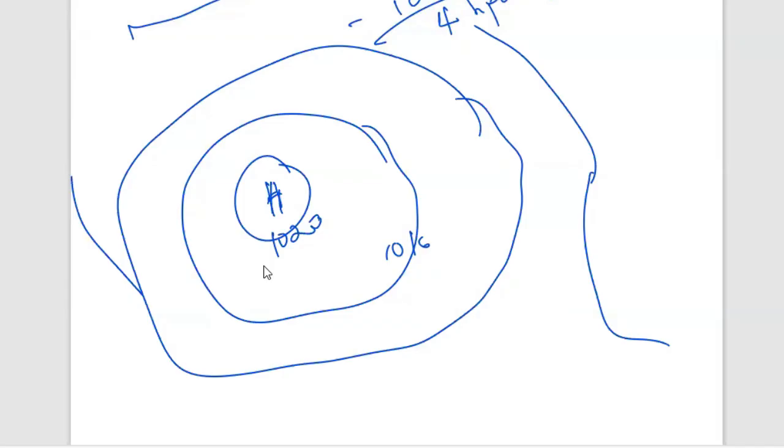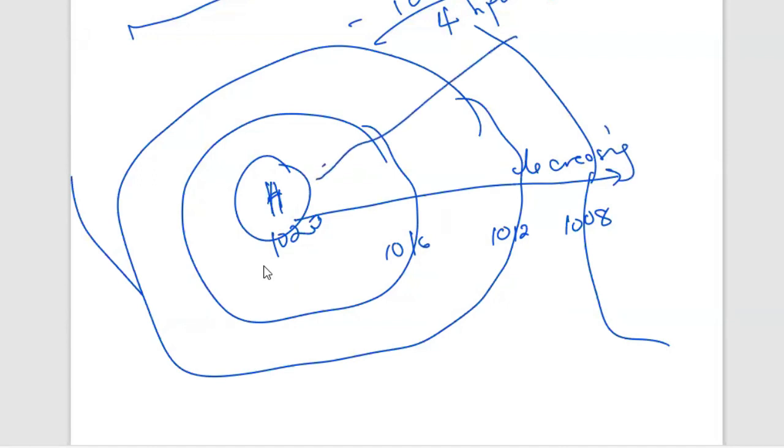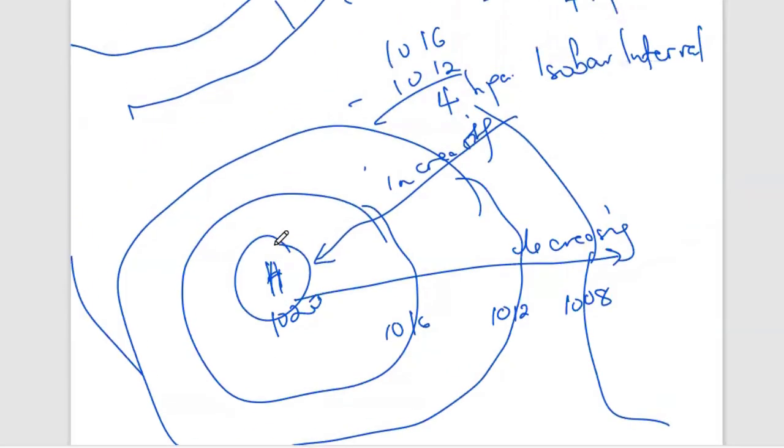1016, and the next is going to be 1016 minus 4, that is going to give us 1012. And then this one is going to give us 1008, like that. So we are seeing the pressure as we move out of the high pressure cell, moving away from the center of the cell, is decreasing. And if we move into the center of the high, it will be increasing. So that's the difference that you should note between these two.